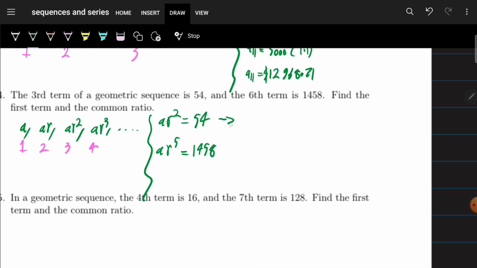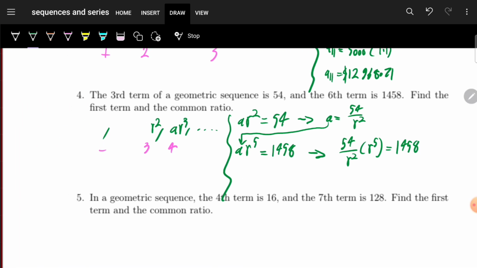We're going to do this using substitution. So I'll first solve for a in the first one. So a is going to be, if we divide both sides by r squared, we get 54 over r squared. And now I'm going to take a and plug it into the second equation. So instead of a, we'll write down 54 over r squared times r to the 5 is equal to 1458. Okay, so let's simplify this.